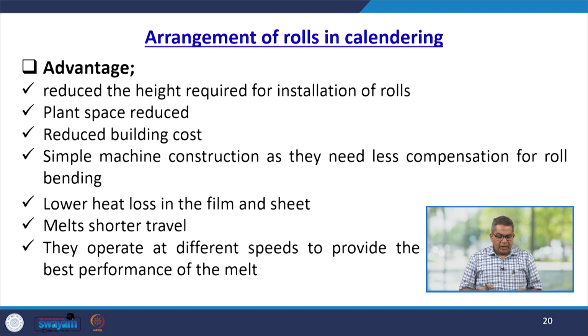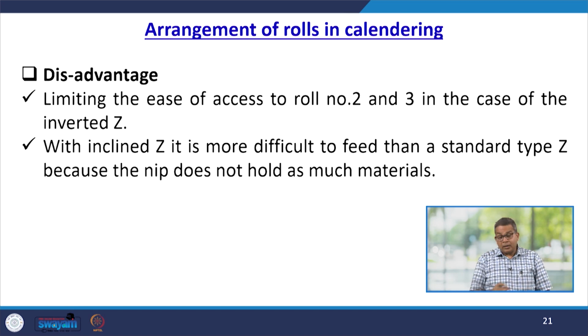cost. It may have a simple machine construction as they need less compensation for roll bending. They require lower heat loss in the film and sheets, the melt has shorter travel, and they operate at a different speed to provide the best performance on the melt. But simultaneously, there are a couple of disadvantages.